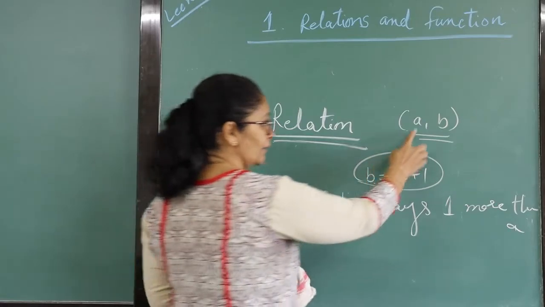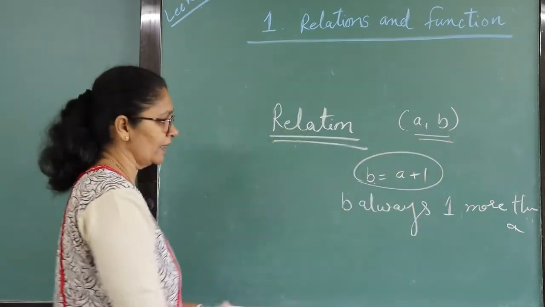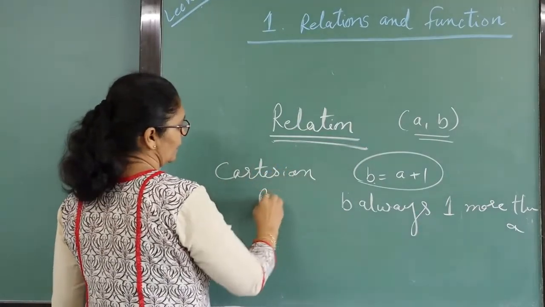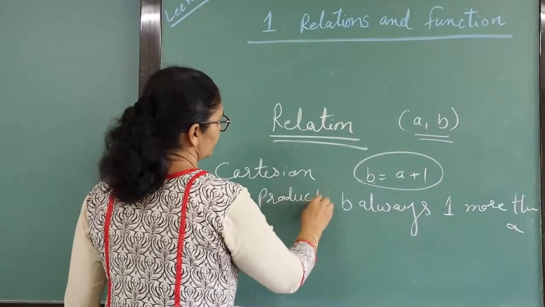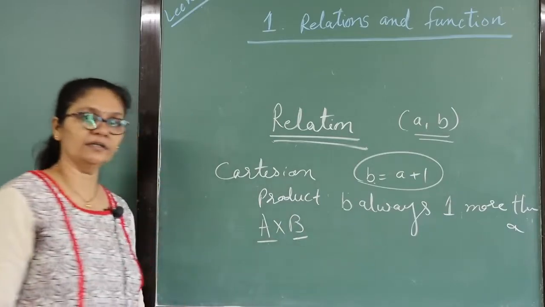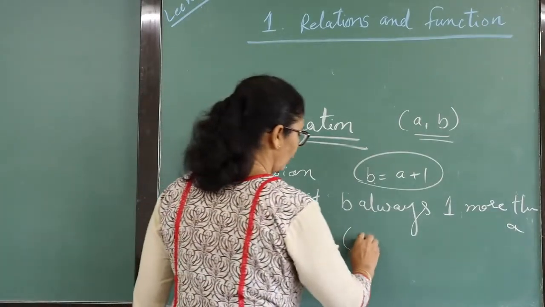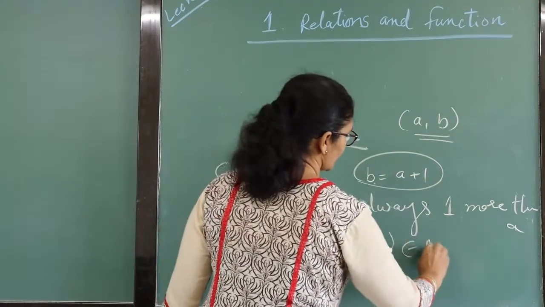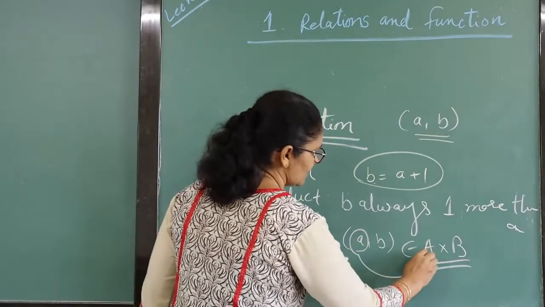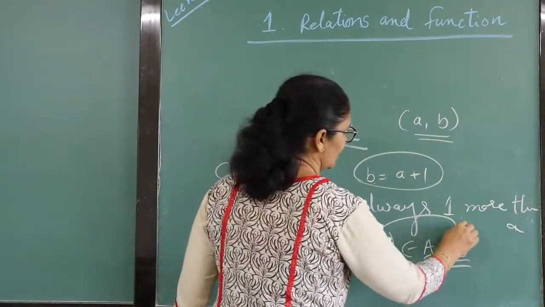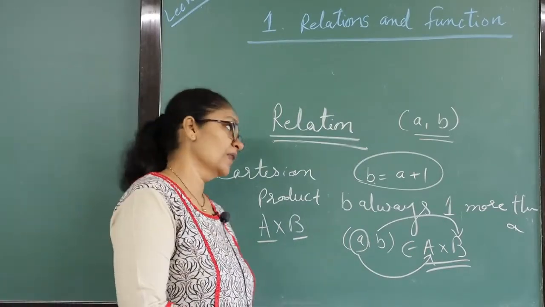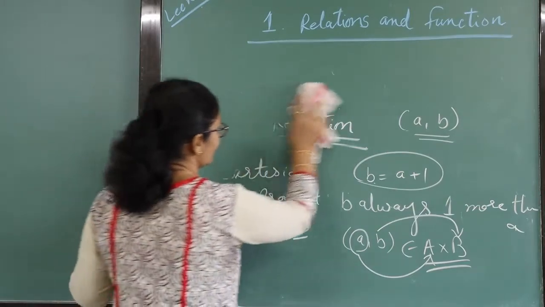But I have written ordered pair. What do you mean by ordered pair? We already discussed Cartesian product in our set theory. If I write A cross B, that is your set. And if I write ordered pair A comma B, in the Cartesian product it means element A lies in set A and element B lies in set B. This type of thing we already discussed in 11th class, second chapter. This is the relation.